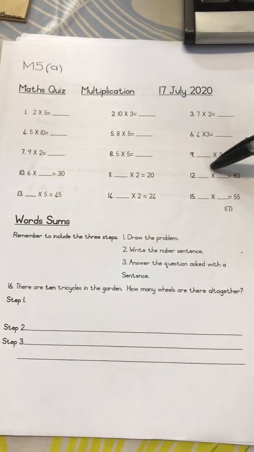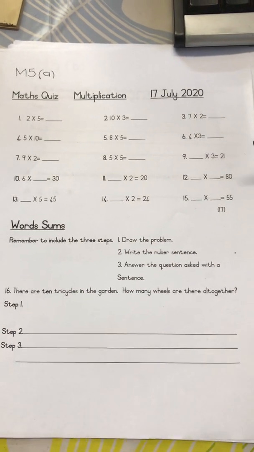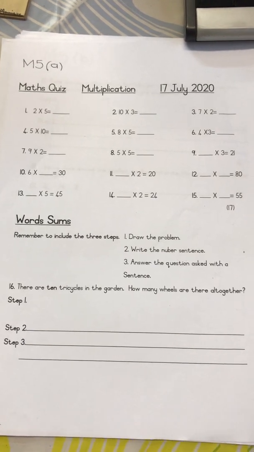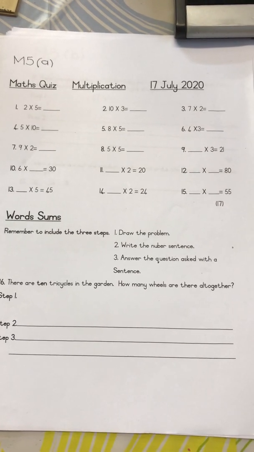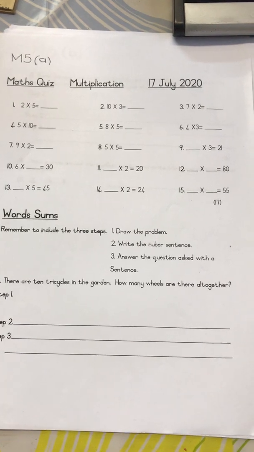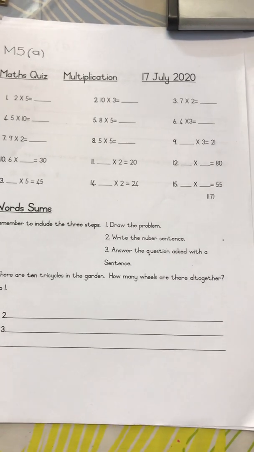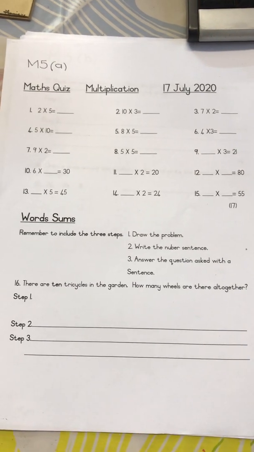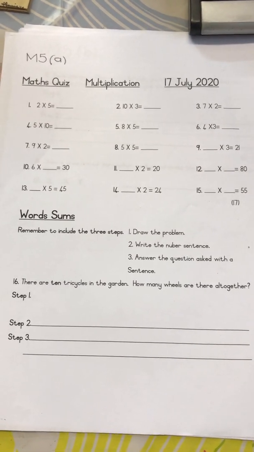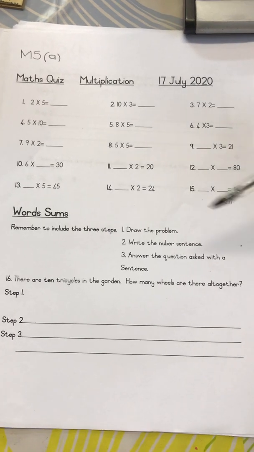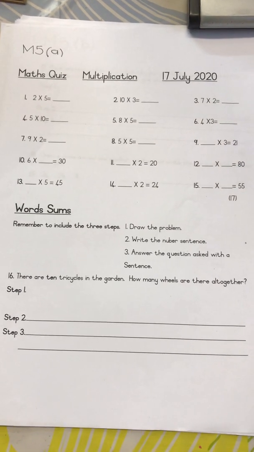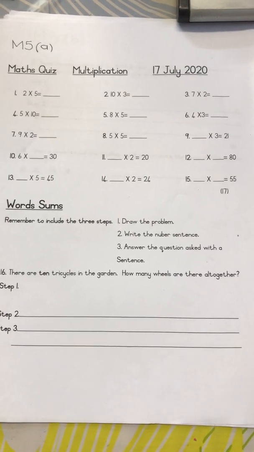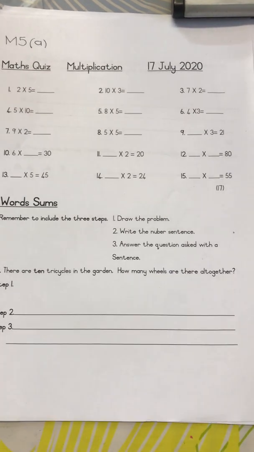Number 16, because we're carrying on from here. There are 10 tricycles in the garden. Tricycles. A tricycle does not have 4 wheels, just saying. Tri means 3. So there are 10 tricycles in the garden. Draw your 10 tricycles. The answer is going to be how many wheels are there altogether. So remember to include the wheels in your picture. That's the point. And a tricycle has 3 wheels each.